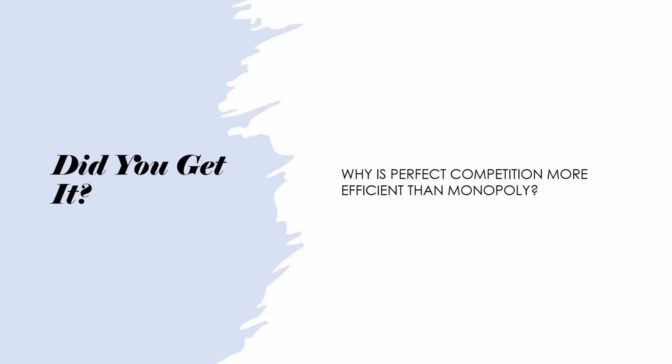Why is perfect competition more efficient than monopoly? And remember, in terms of our definition of efficiency here, an efficient market is a market in which demand equals supply. And we reach that in a perfectly competitive market because the cost of producing it is the same as what the consumer is willing to pay for it. And that is efficient. Therefore, everyone gets what they want.